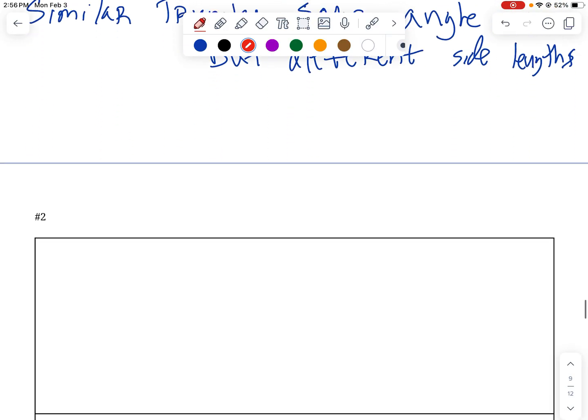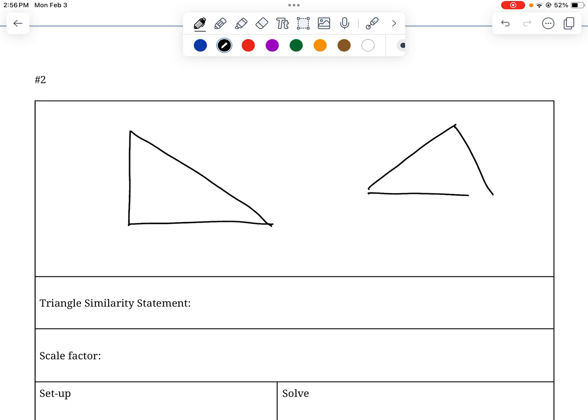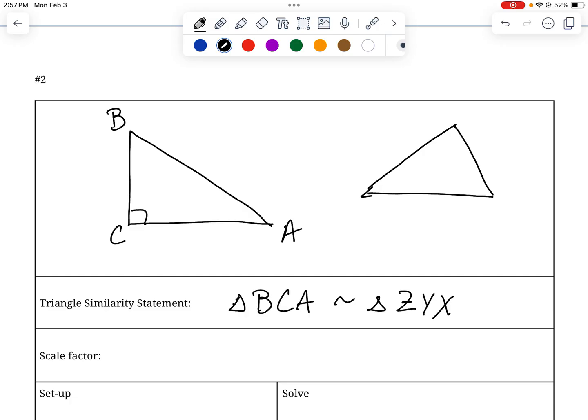All right, let's try another one. We're going to draw the triangles for this one. I'm going to draw this triangle like this, and I'll draw this triangle just a little smaller and rotate it a little bit. So I'll say this triangle BCA is similar to triangle ZYX. I'm going to call this B, and this C, that'll be my right angle, and this will be A.